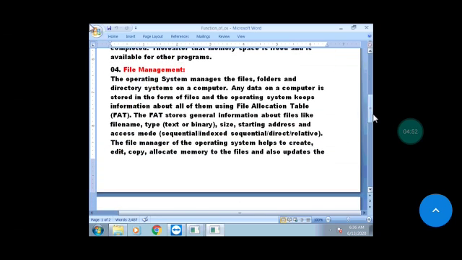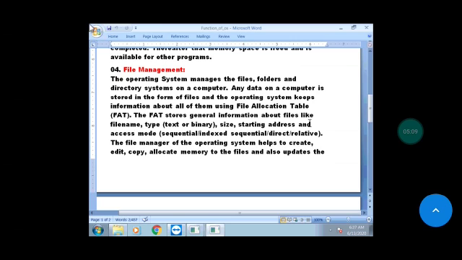Now, next one is file management. Yes, you must have heard about the FAT. That is file allocation table. It is related with that one. The OS manages the files, folders, and directory systems on a computer.